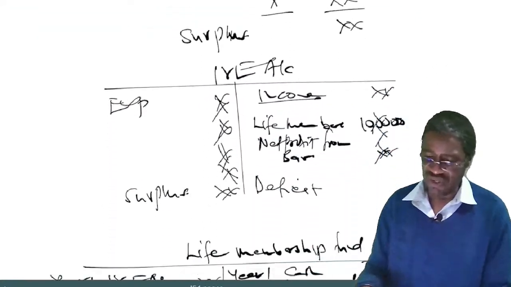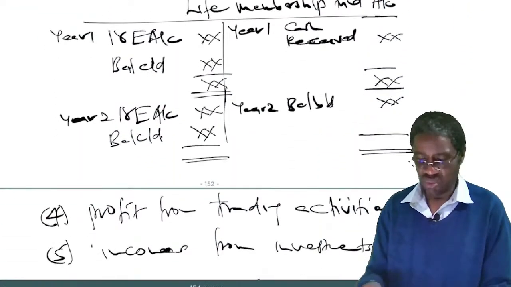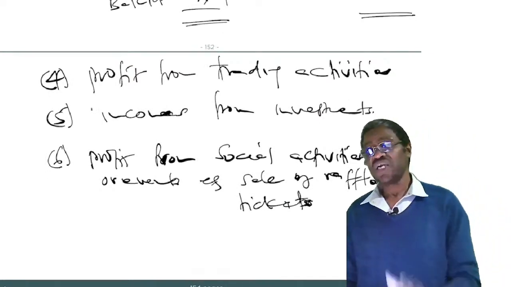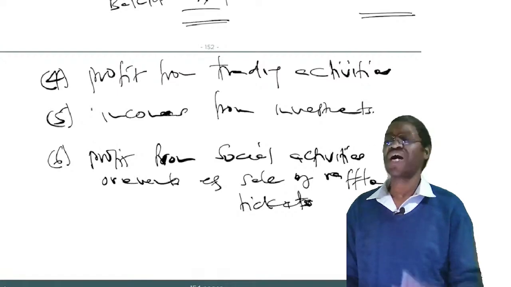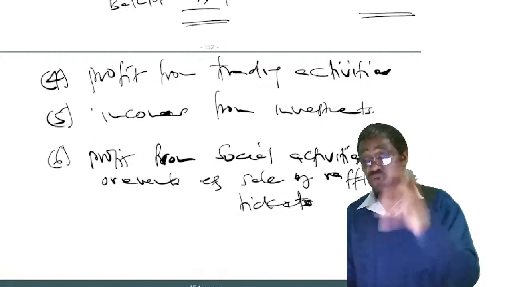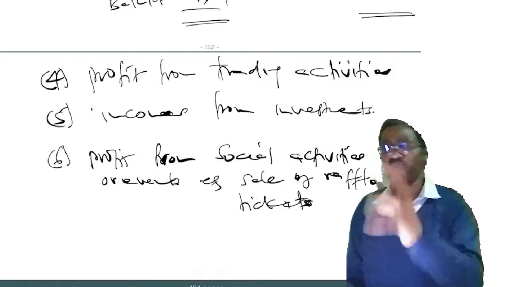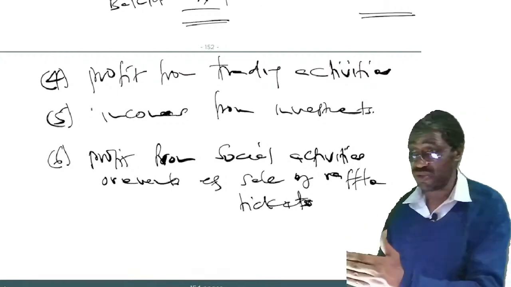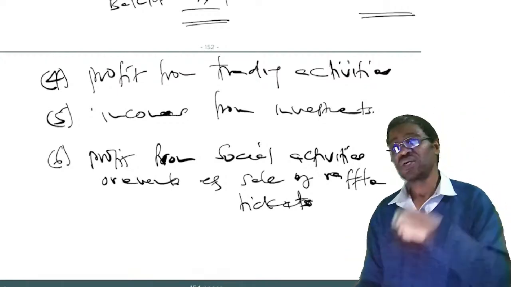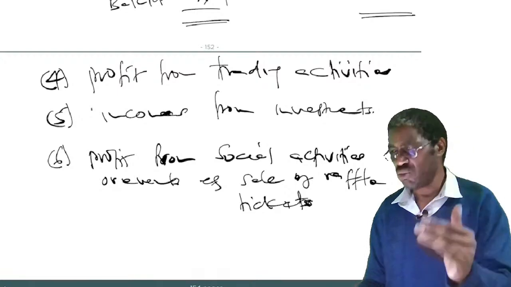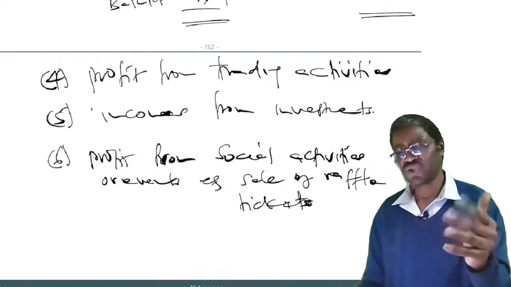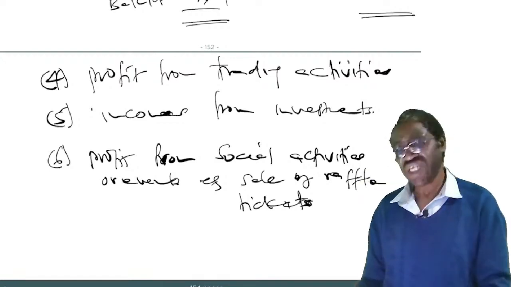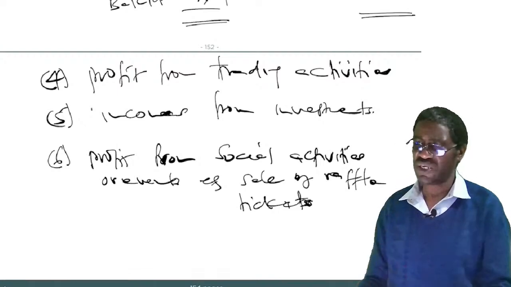Number 4, another source of income we have mentioned is what? Any profit from trading activity. What have we said? Any trading activity you are undertaking as a club or as a non-profit making organization, you have to prepare an income statement for it or a statement of profit or loss to determine the net profit. That net profit, you determine it as normal. Take the sales, minus cost of sales, get the GP, minus expenses, get the net profit. Take that net profit to the income and expenditure account.